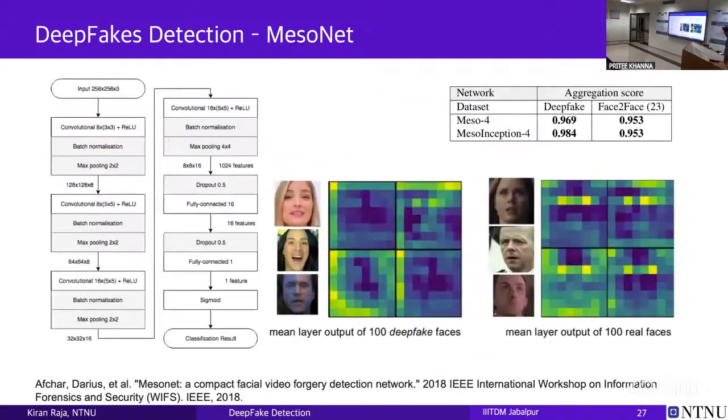Okay. Then there is also this MesoNet, which was also proposed in 2018. Here, what they are doing is taking the mean output of all the fakes and all the reals, and you see the response maps are very different. So for this one, it's very strong in the left part and it's weak in this part, right? So if you can also identify these kinds of features which are very relevant, then you can create a new network which is good for deepfake detection.